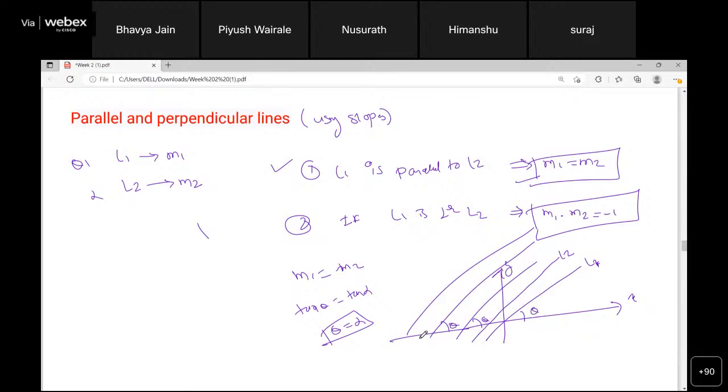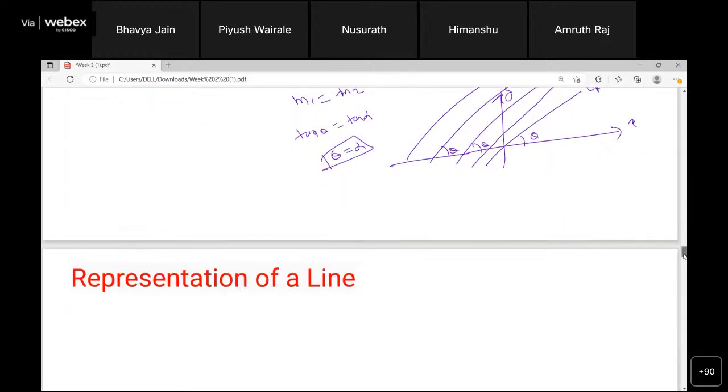So these two are the concept. If the lines are parallel, the slope must be equal, and if the lines are perpendicular, the product of the slopes must be equal to -1. So just remember these two simple points. Yes, sir. That's it. Nothing in it.